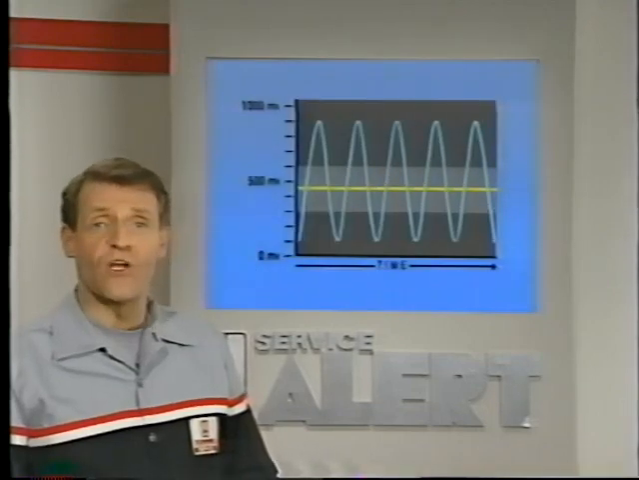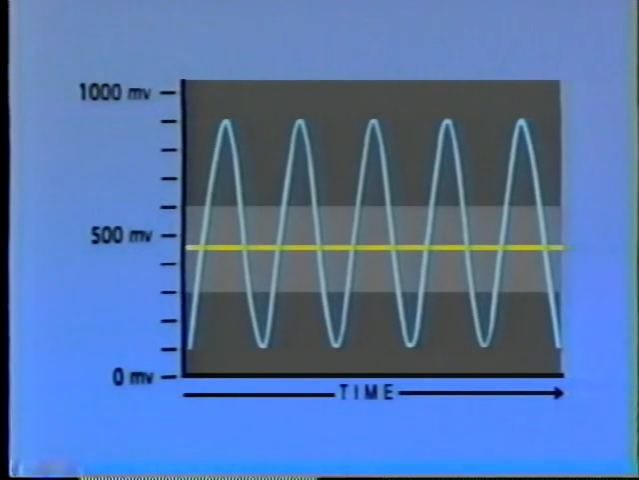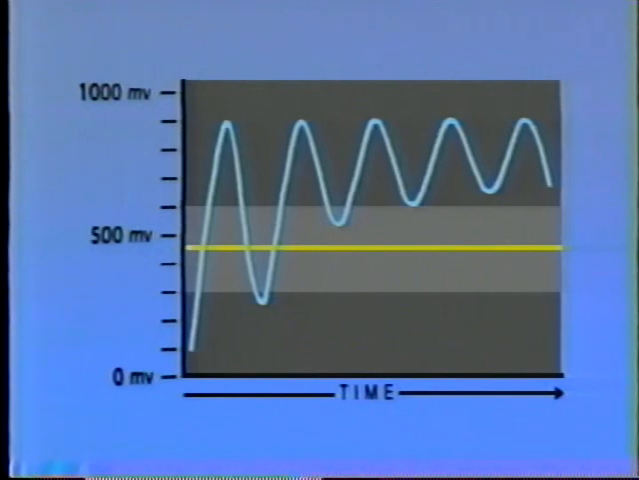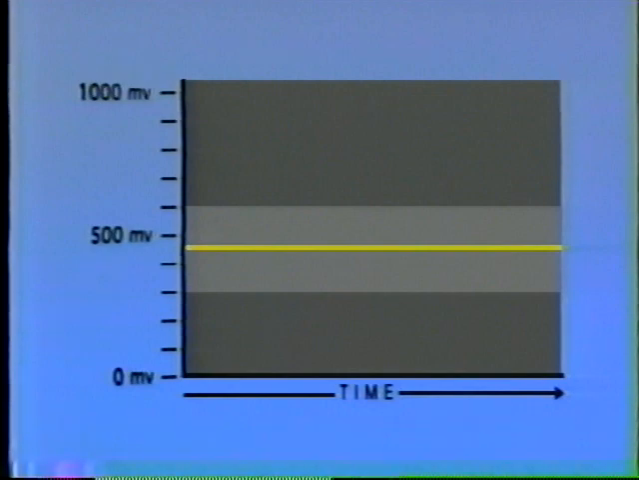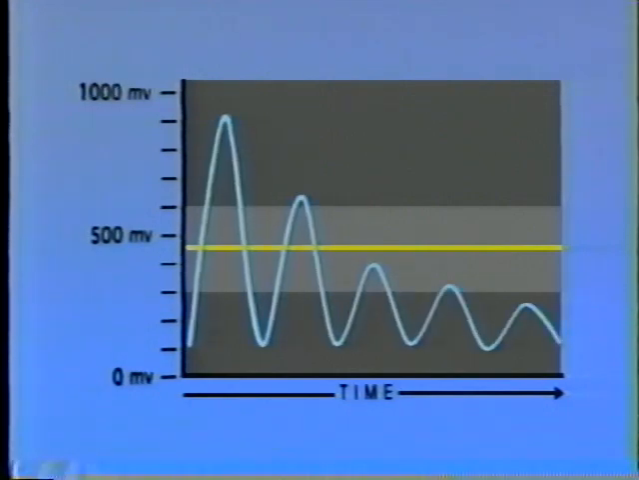When the system is functioning normally, the controller sees signals about equally distributed between rich and lean. If the signal stays on the rich side of the scale without crossing the reference voltage line for too long, the controller sets a trouble code 45 and turns on the service engine soon light. On the other hand, if the signal stays on the lean side of the scale without crossing the reference voltage line for too long, the controller sets a trouble code 44 and turns on the service engine soon light.